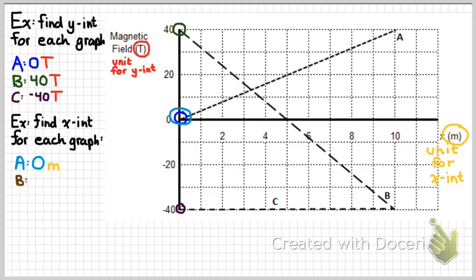To do graph B, find the point where it crosses the x-axis, find its value. You may have to do some interpolation, so directly between 4 and 6 would be 5, and the unit would still be lowercase m for meters. Graph C, on the other hand, never crosses the x-axis. It's parallel to the x-axis, and it's never going to cross it. So you would simply say that there's no x-intercept.